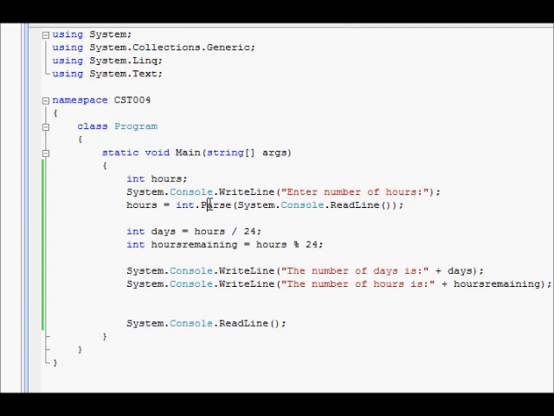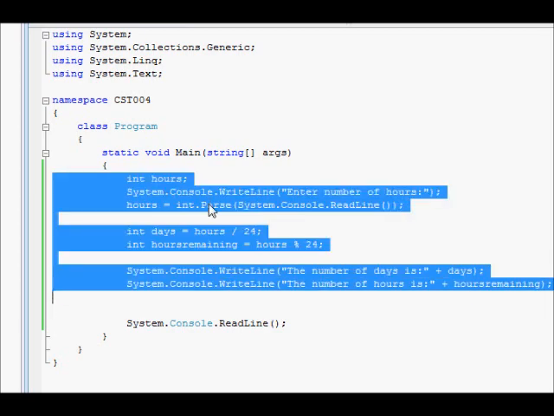Let's have a better example, which is finding out the number of coins.